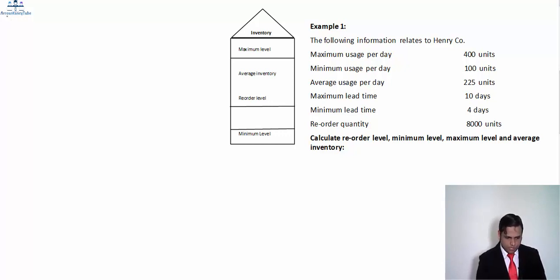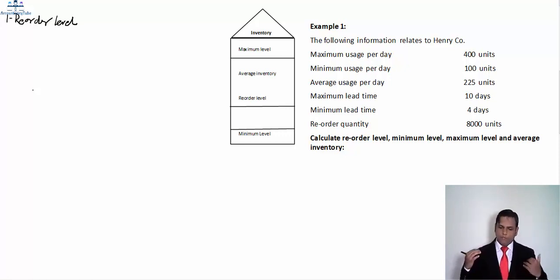Firstly, we are computing reorder level for this example. Now, before we go into the computation, let's have a look at what's going on in this example. The following information relates to Henrico. As I've just told you, all our examples include the same company, Henrico.